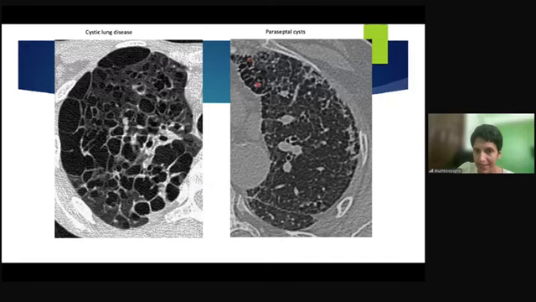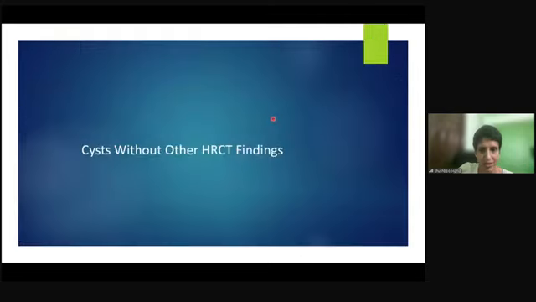Again, you see these paraseptal cysts. These share walls and they are associated with emphysematous changes. So this is how you first differentiate true cysts from the other differential diagnoses, the other holes in the lung that you try to call cysts. Once you're sure that what you're dealing with are true cysts, so it's a cystic lung disease, now we start characterizing what cystic lung disease it is.